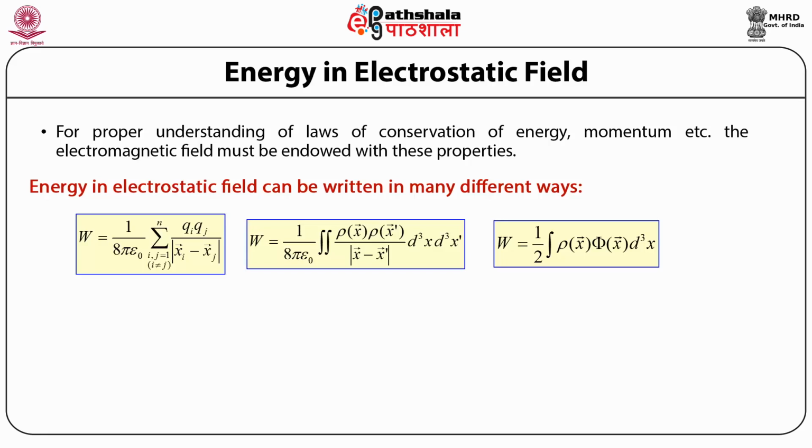where the indices i and j represent two different charged particles whose charges are qi and qj, while their respective position vectors with respect to a common origin are vector x_i and vector x_j. Here, the reason why we have written 1 upon 8 pi epsilon naught is to ensure that we do not go over the summation twice.